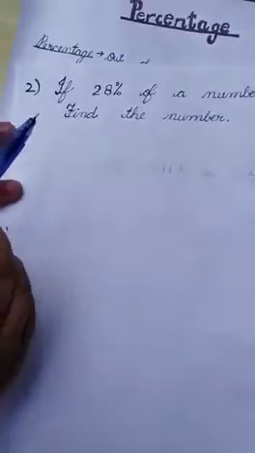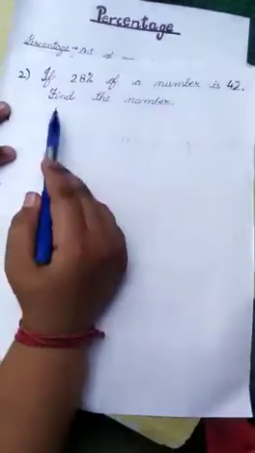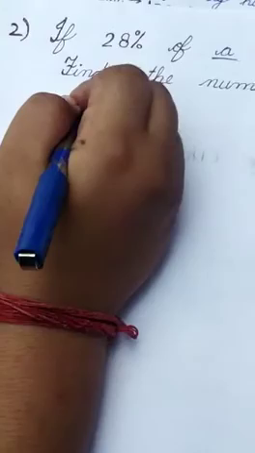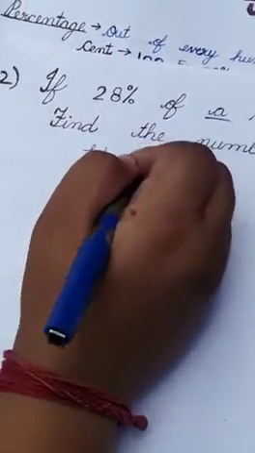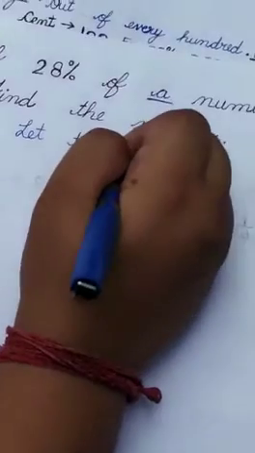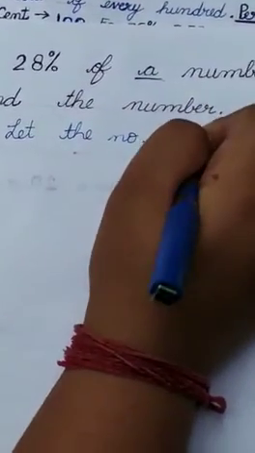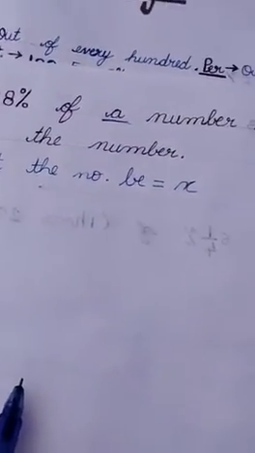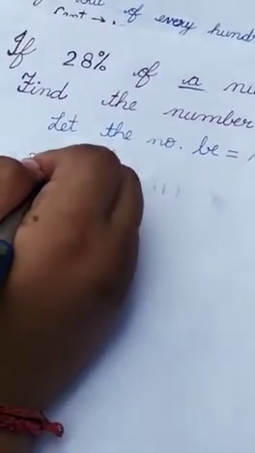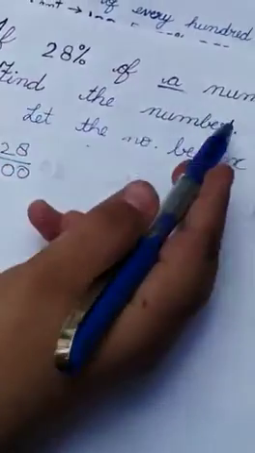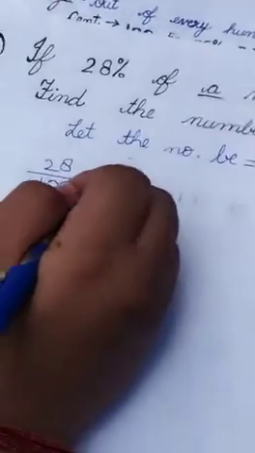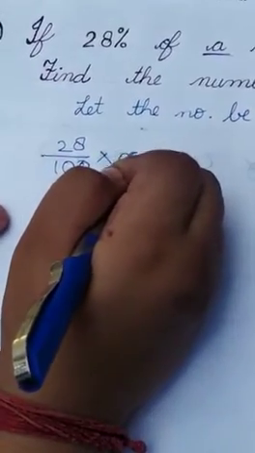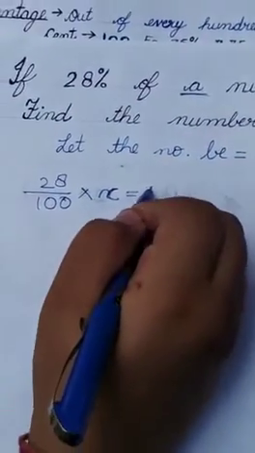Now in this question it is given, if 28% of a number is 42, find the number. The number is not given, so we will consider it x. So let the number be x. We have considered the number that is not given as x. First we convert 28 upon 100. It is given that of a number is 42, so into x, and is equal to 42.